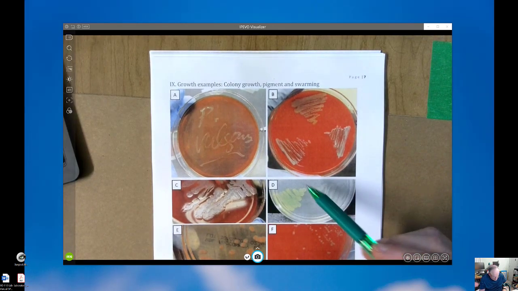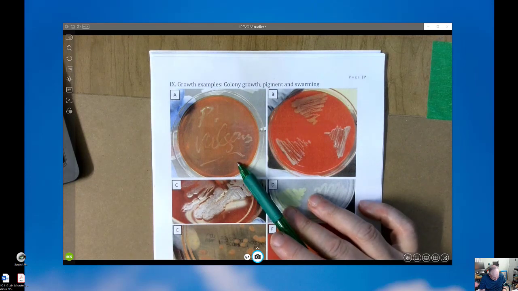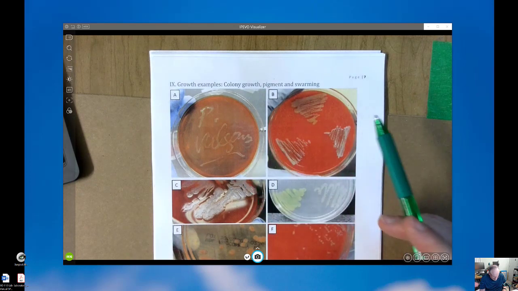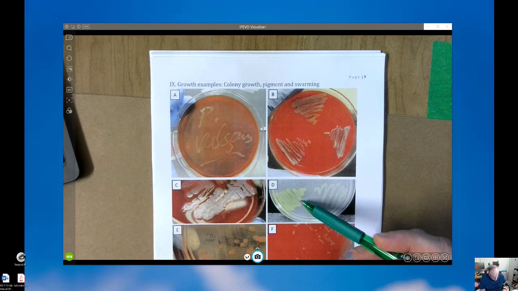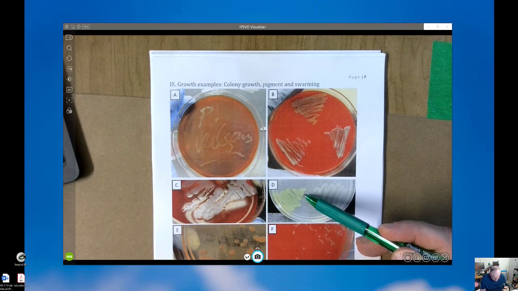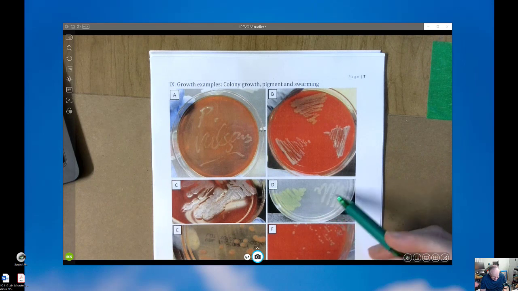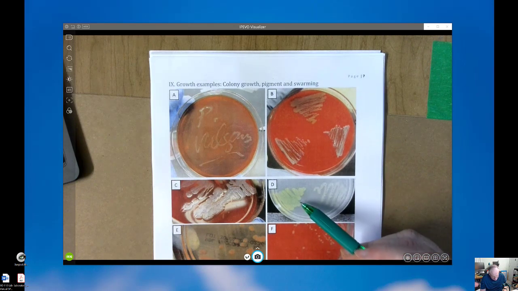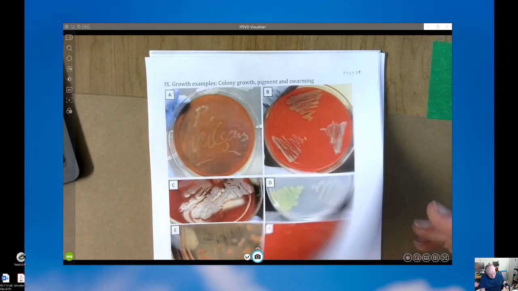Swarming by Proteus vulgaris, pretty stinky organism. Pseudomonas turns green. You're going to actually see bandages if you have a burn patient or someone with open wounds, and the bandage has a green hue to it, then you'll know that it's a Pseudomonas infection. It's very stark.